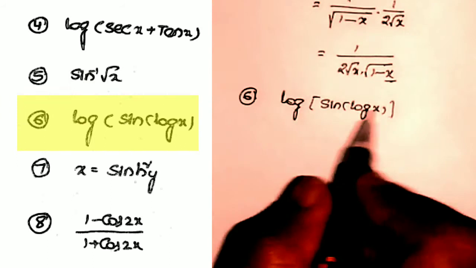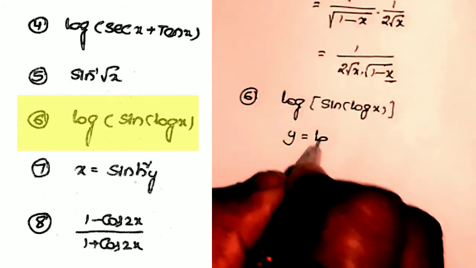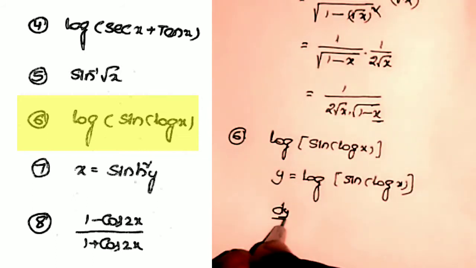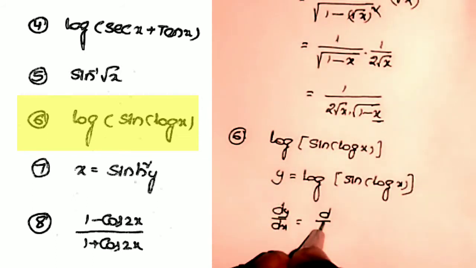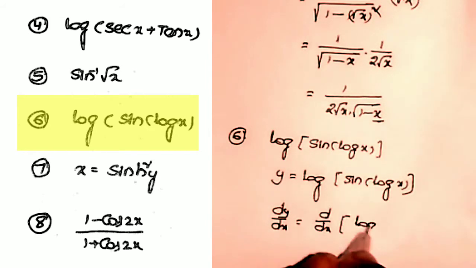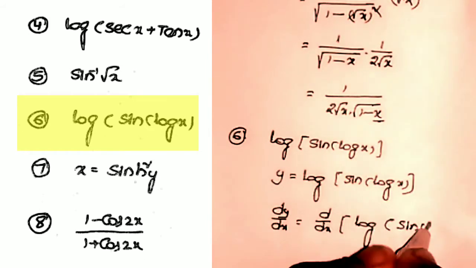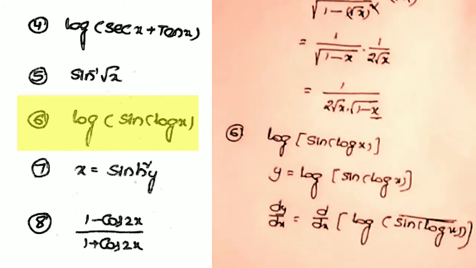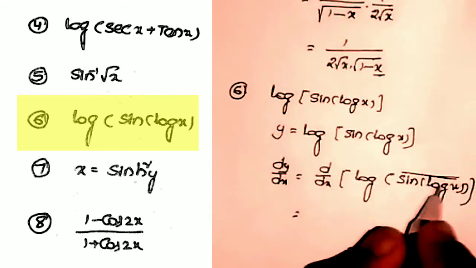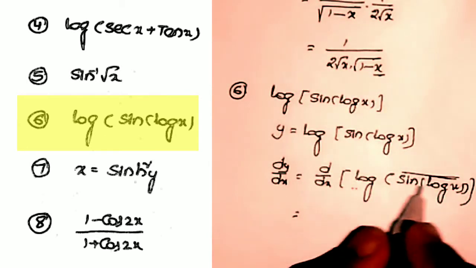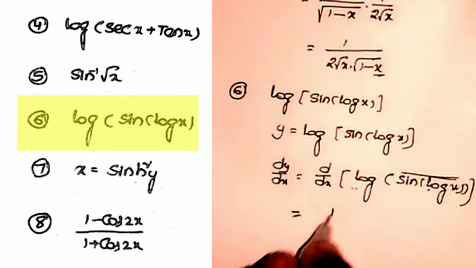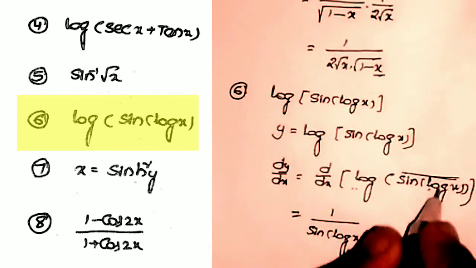Next question, log of sine of log x. So first I take that this is equal to y. y is equal to log of sine of log x, and taking the derivative on both sides, dy by dx is equal to d by dx of log of sine of log x. Now doing the derivative to this function. So what is this form? First I take that this total value is equal to x. Then this is in the form of log x, d by dx of log x. What is log x derivative? 1 by x, that is 1 by sine of log x.